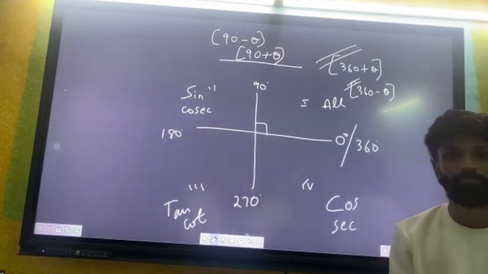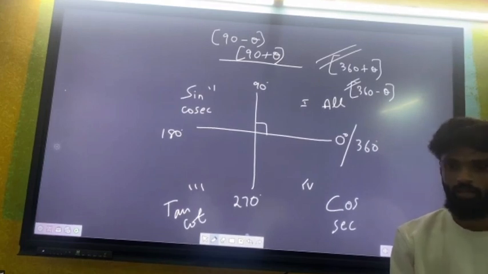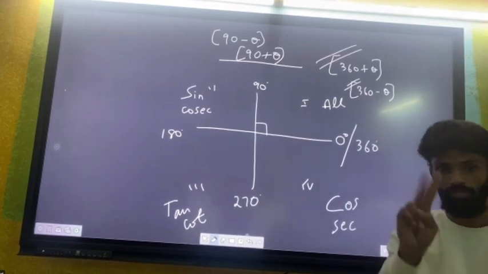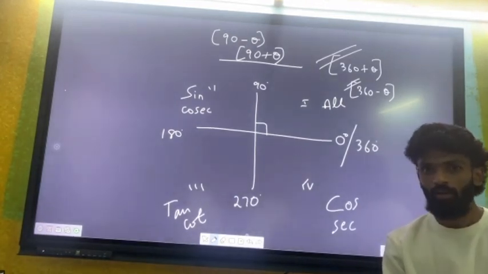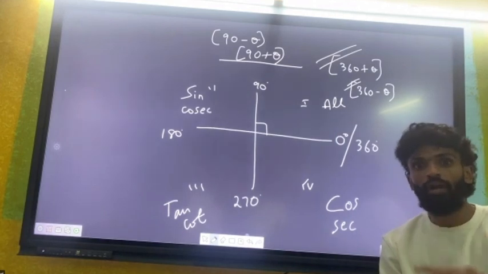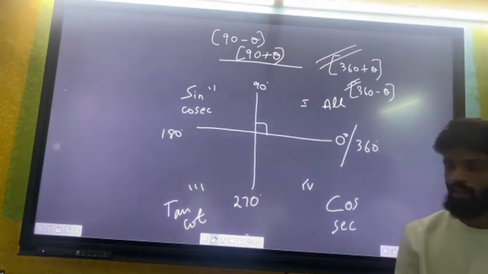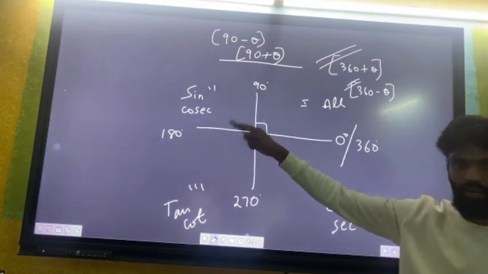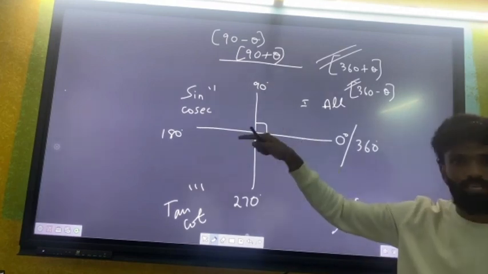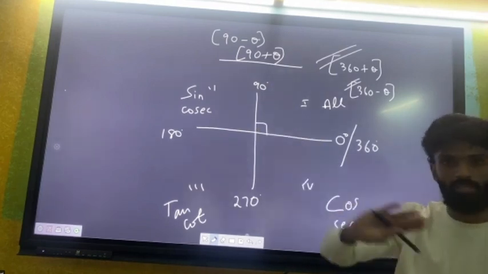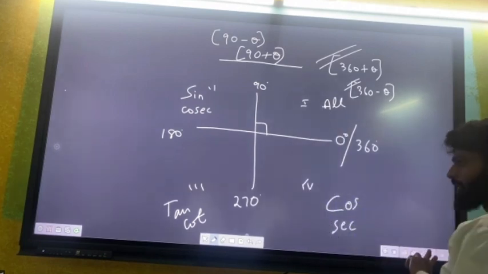180 minus theta. Second quadrant. Getting it? So now I'll ask you a question. You tell me two answers. First, you will tell me which quadrant. Second, you will tell me in that quadrant what and what is positive. For example, if the question was 180 minus theta, you told me second quadrant. Also, the answer is sine and cosecant, because in the second quadrant both of them are positive. Agree? Any doubt here? No.